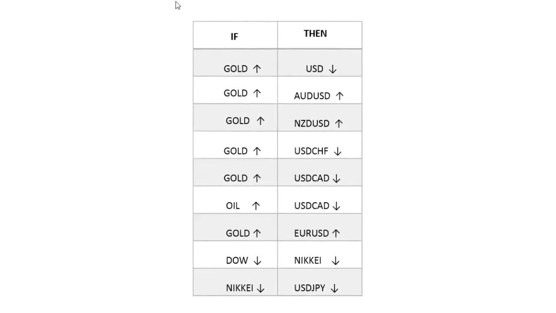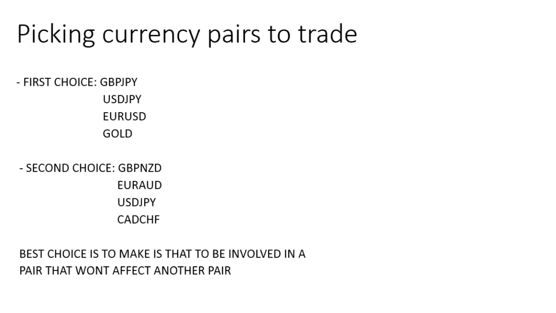Let's look at the next one. Okay, now let's look at picking currency pairs to trade. Let's say we have two choices here, our first one and our second one. In the first one we've got USD/JPY, EUR/USD, and gold, which is XAU/USD.